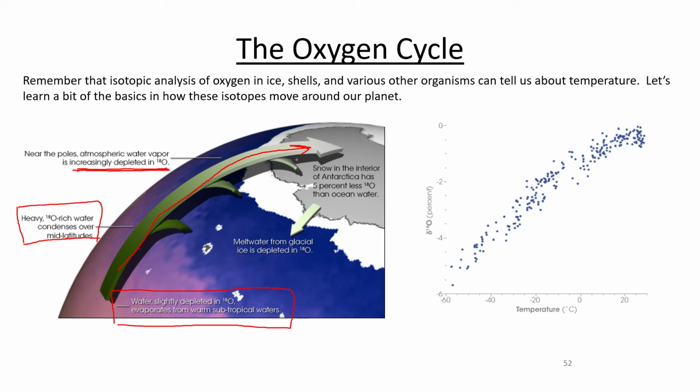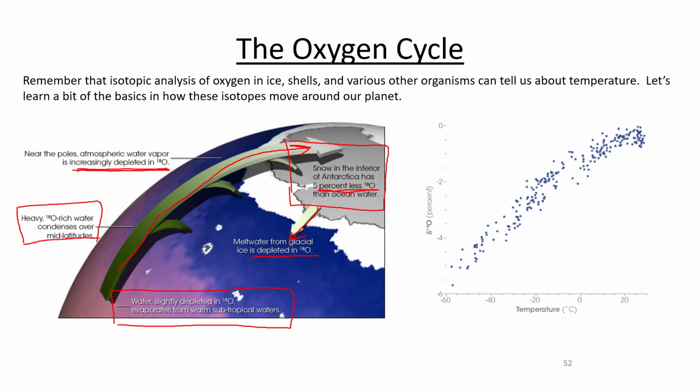And when it finally comes down as snow and then gets packed into ice here at the poles, you have about 5% less oxygen-18 compared to your average bit of ocean water. And then whenever that snow and ice melts, the meltwater, when things are melting in Antarctica, for instance, is going to be depleted in oxygen-18 as well, because it has 5% less in the ice, so the meltwater that it creates is also going to be depleted in oxygen-18.